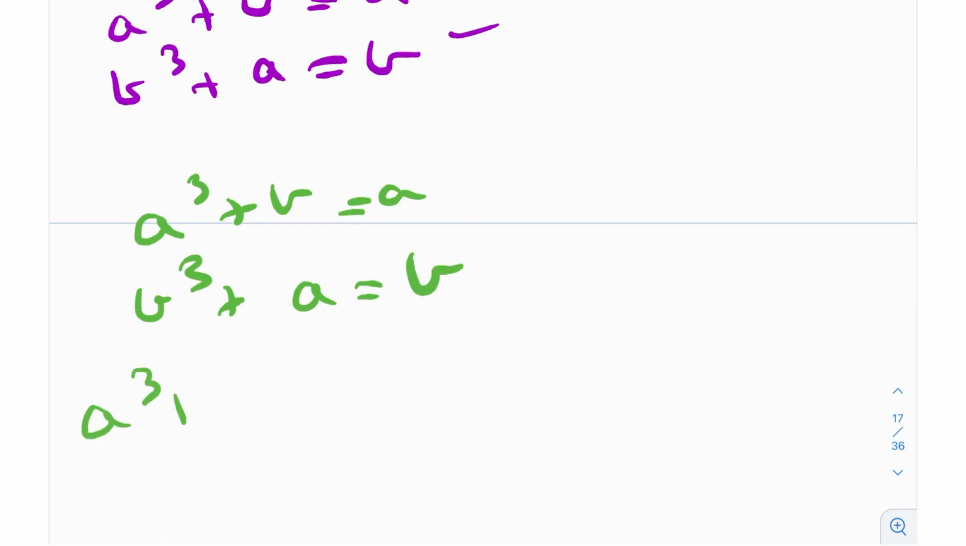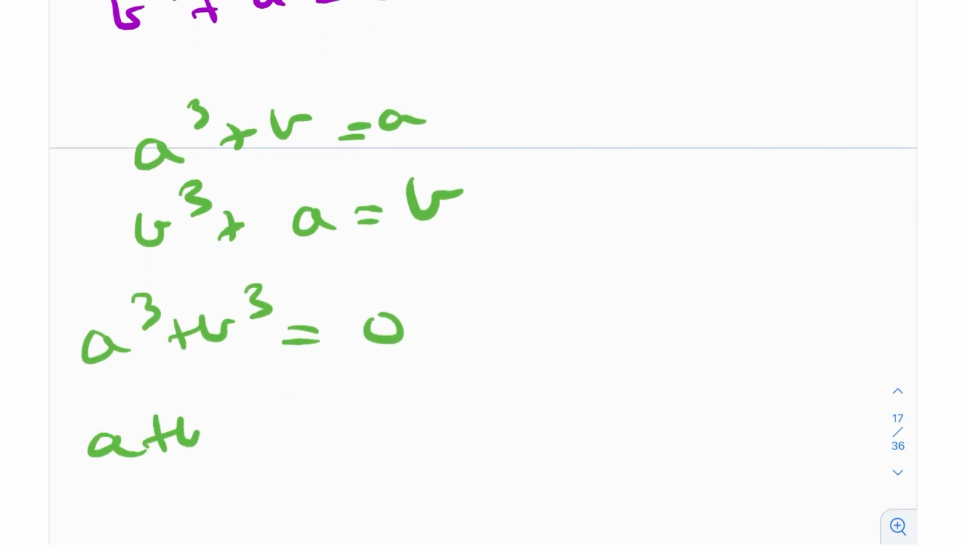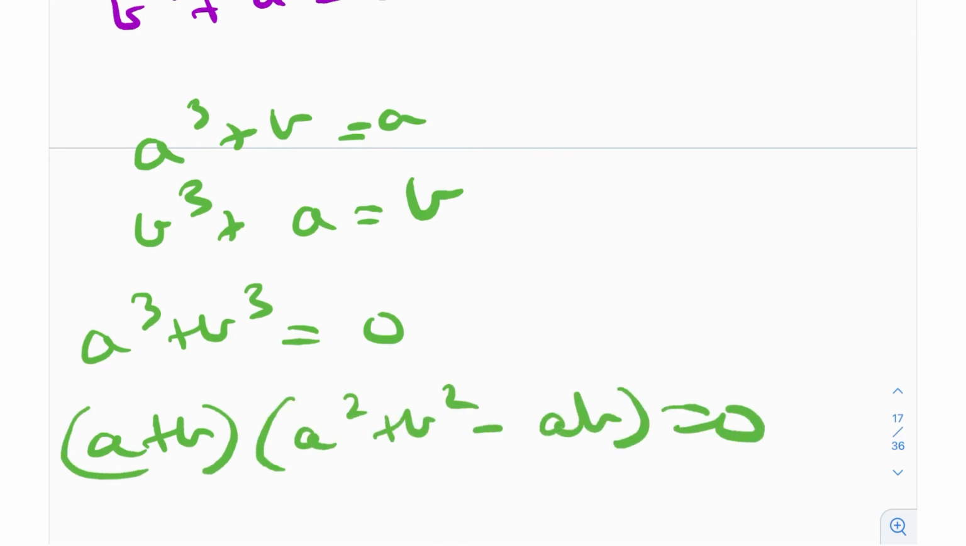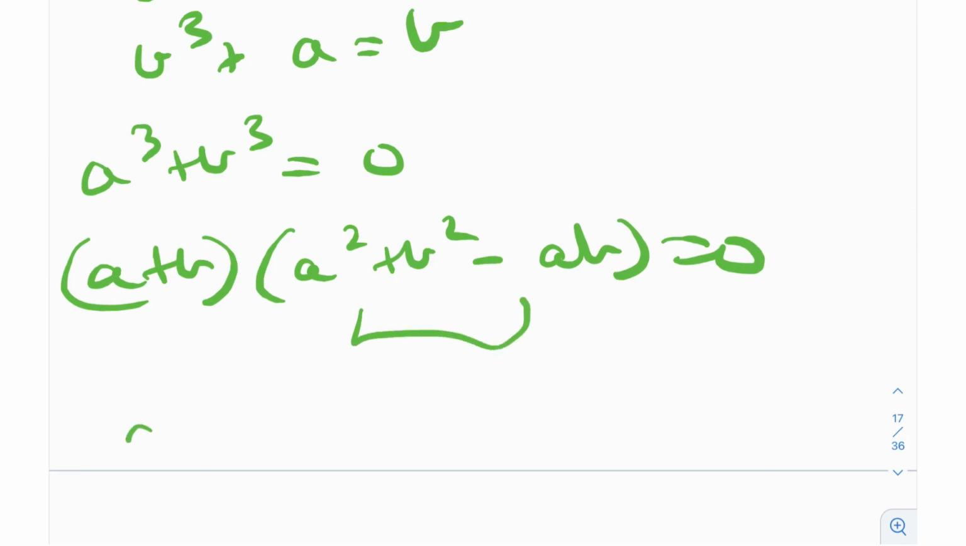And again, I just add these expressions. I'll get a cube plus b cube is equal to 0. And this can easily be factorized as (a plus b)(a square plus b square minus ab) is equal to 0. And obviously this has no real solution, so therefore a plus b is equal to 0. So therefore a is equal to minus b.